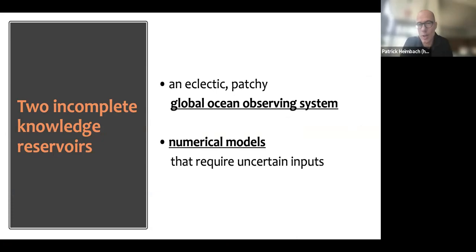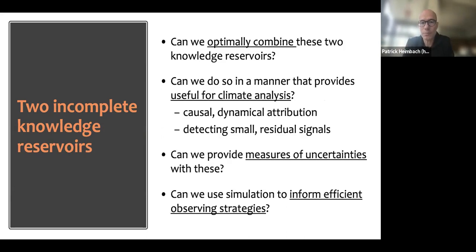That's the governing equations of motion, and how we can implement these governing equations of motion into computer models, which basically give us the information that we have from general circulation models. And the question is, can we optimally combine these two knowledge reservoirs, so theory and modeling on the one hand side, observation on the other hand side? Can we do so in a manner that we get really information that is useful for climate analysis?